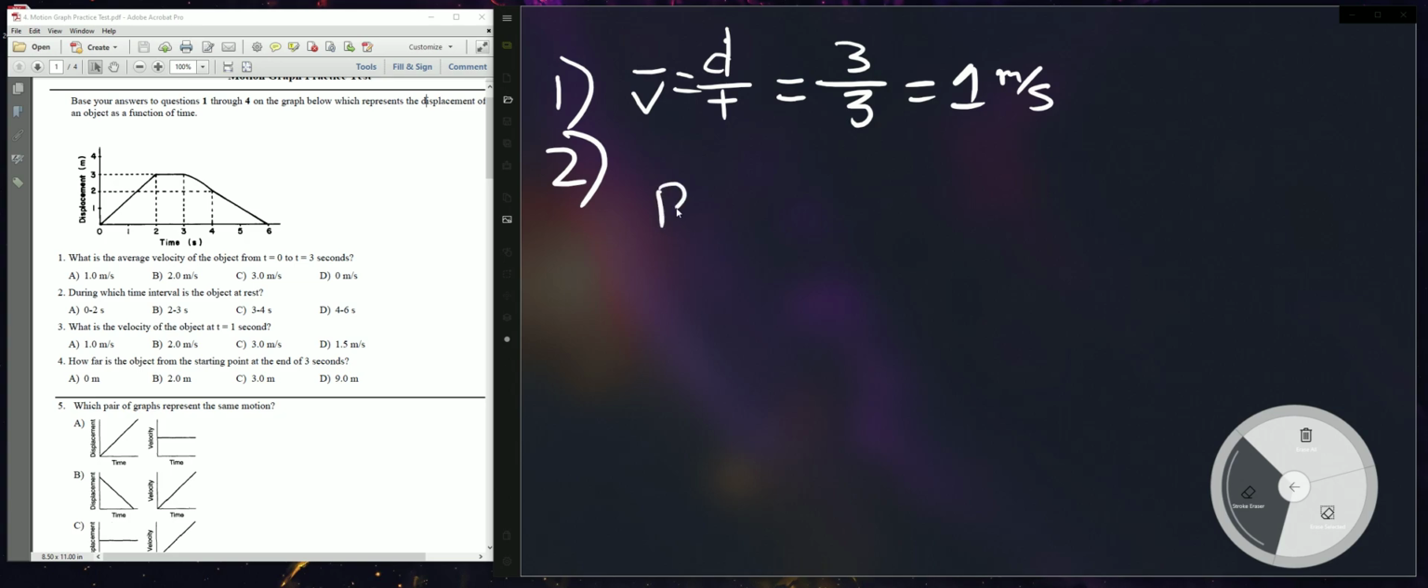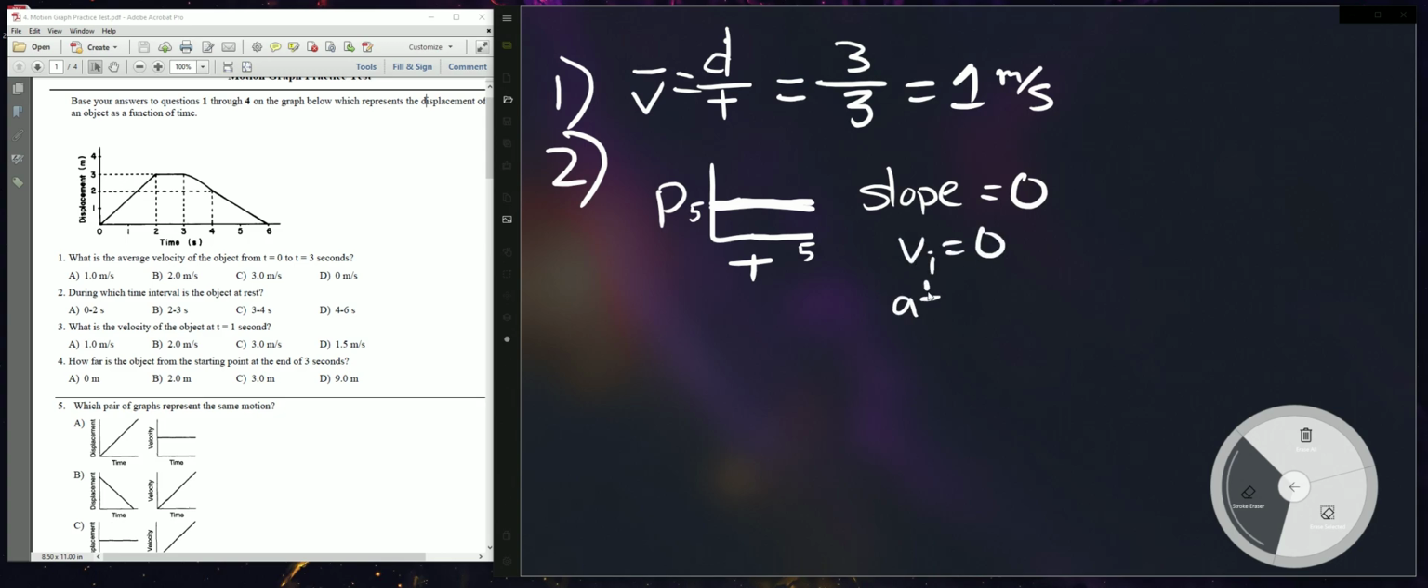During which time interval is the object at rest? We know that if we have a PT graph, if you're staying at the same position, let's call this 5, you're at rest, you're not moving anywhere. If at 5 seconds you're still at 5, you're not moving anywhere. So if you see a slope of 0, you're not moving, and this is only true on PT graphs. Slope 0, average velocity 0, at rest. What looks like a straight horizontal line where you're not moving? Well, 2 to 3 seconds. So it's answer B.